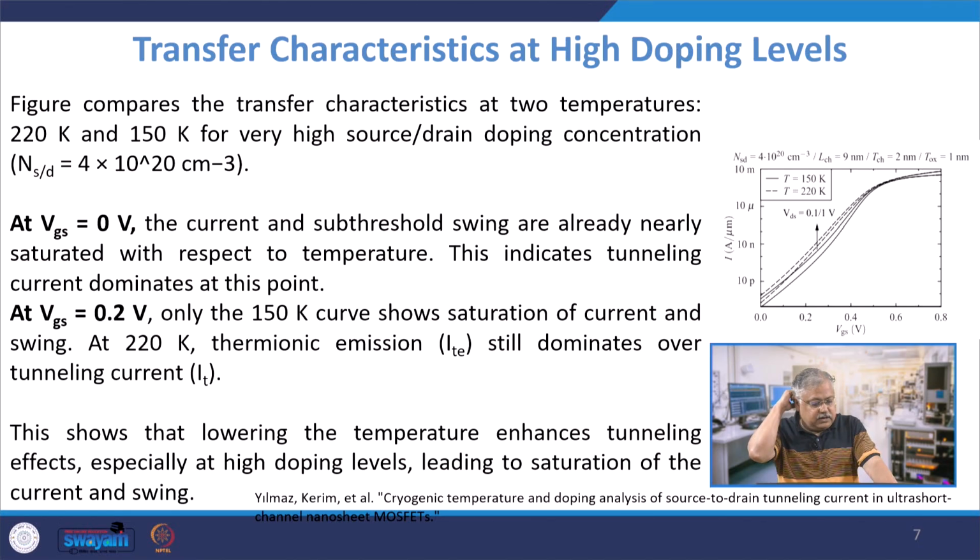And we are assuming the source and drain doping concentration is very high, of the order of 10 to the power 20 per centimeter cube. At VGS equals 0, the currents are already nearly saturated with respect to temperature. We have seen that it is of the order of a few picoamperes. Therefore, the tunneling current dominates at very, very low VGS values, right.